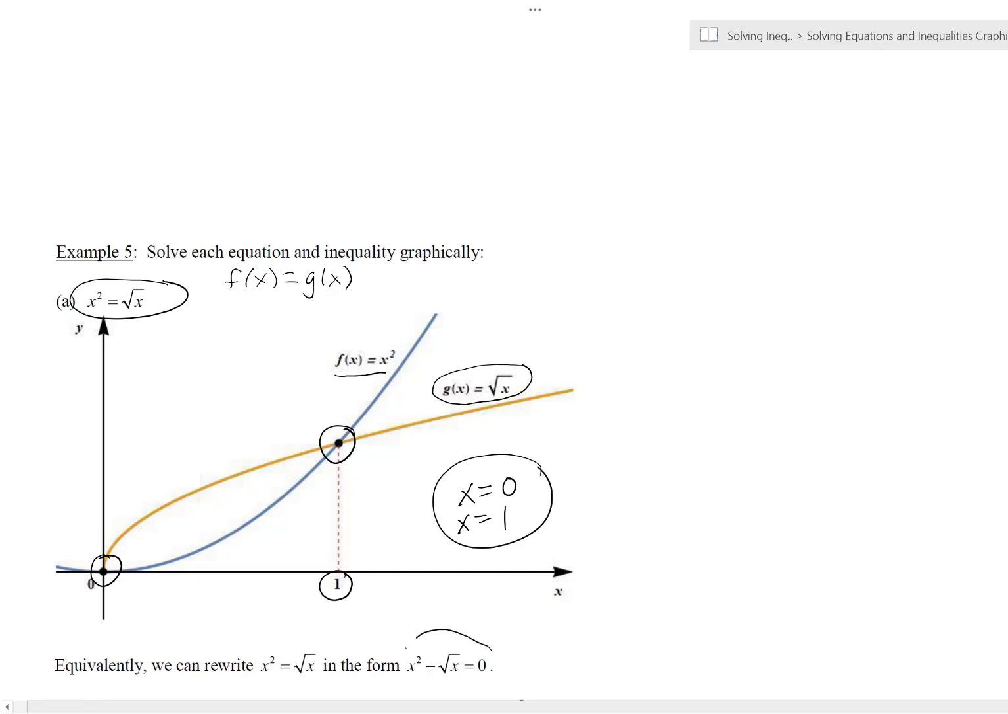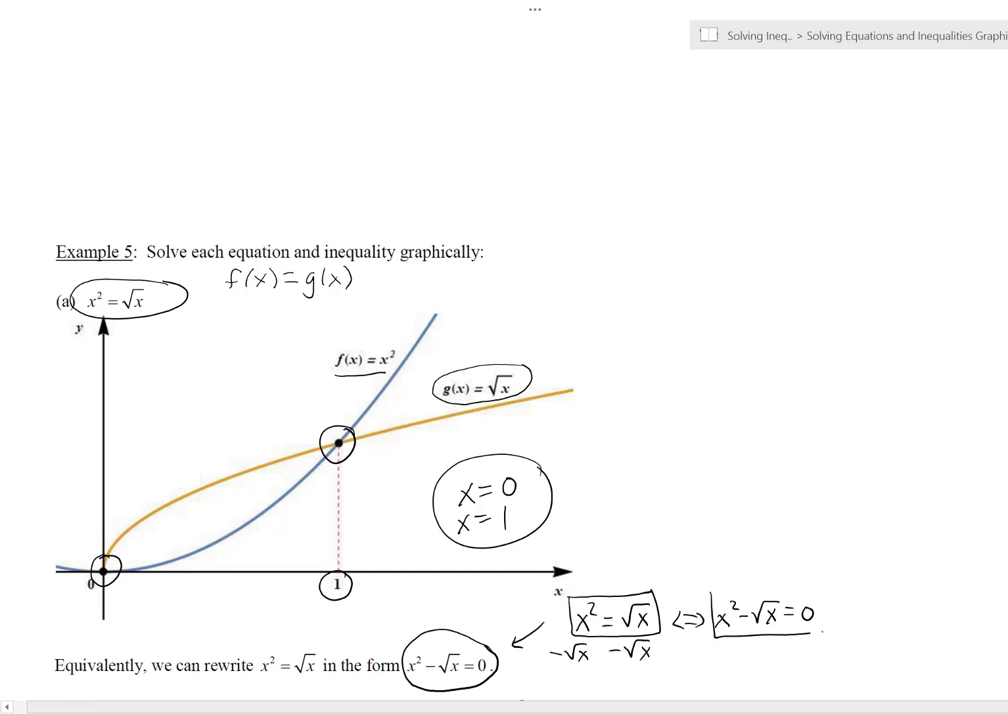But what if we brought one of the sides to the other? What I just circled down here is the result from taking the original equation and subtracting square root x on both sides. Once I do that, I would get the equivalent equation x squared minus square root x is equal to 0. So whether I solve the equation in its original form, or if I want to bring terms and expressions to one side or the other, it doesn't really matter.